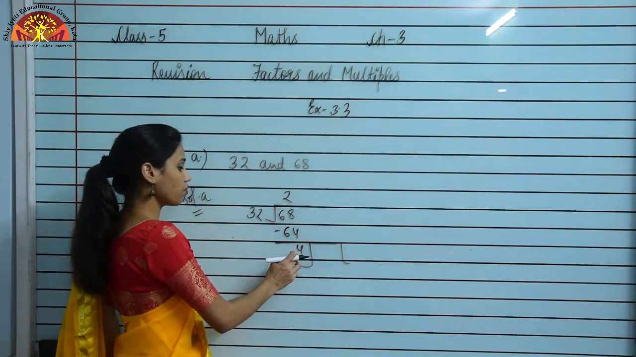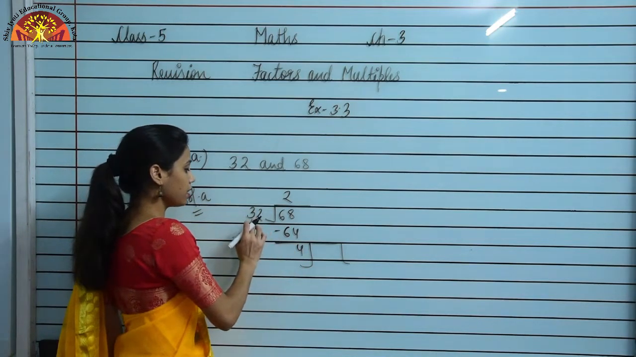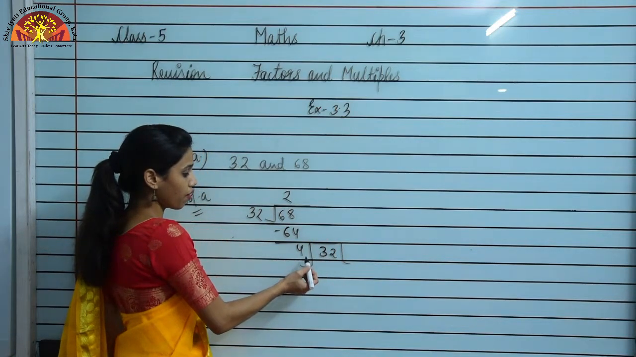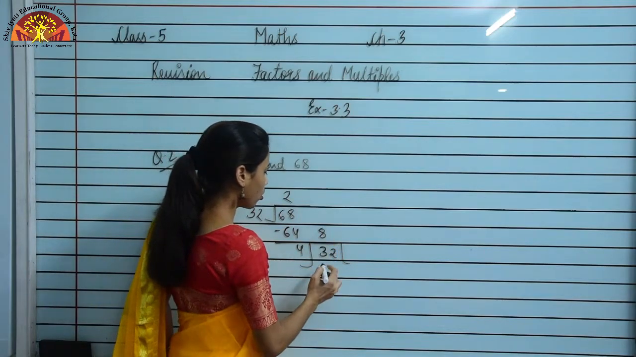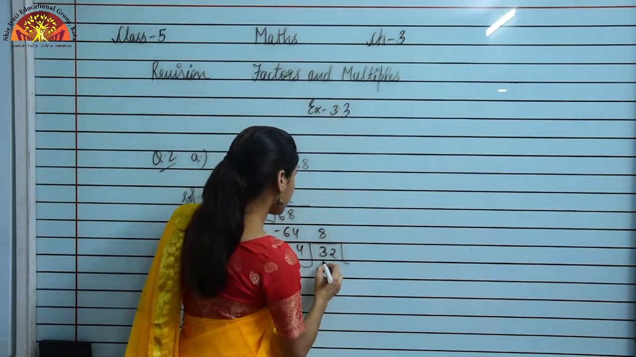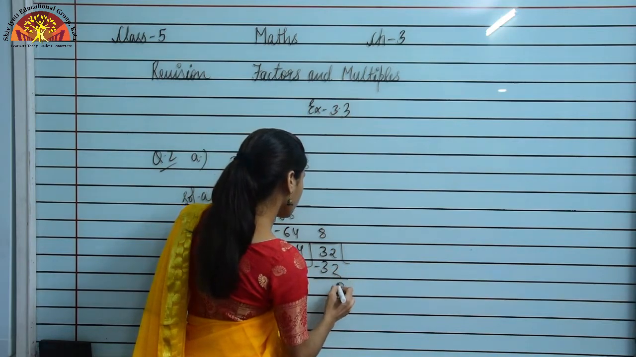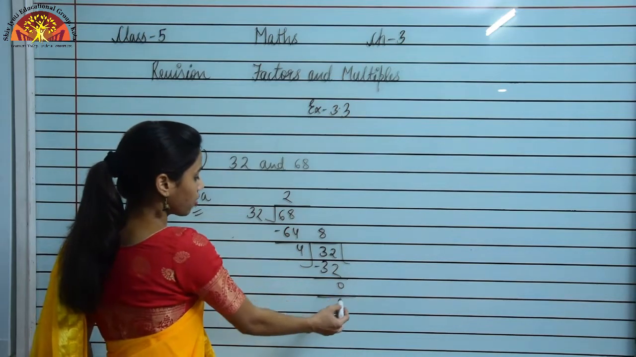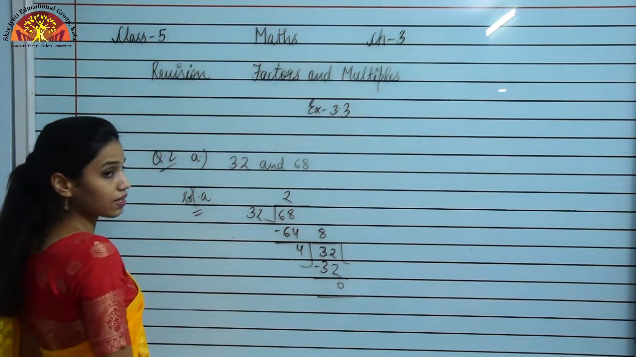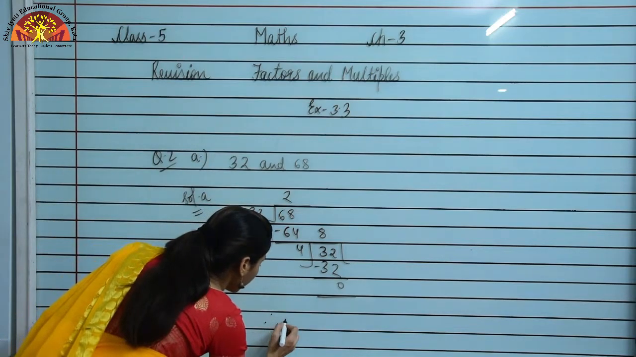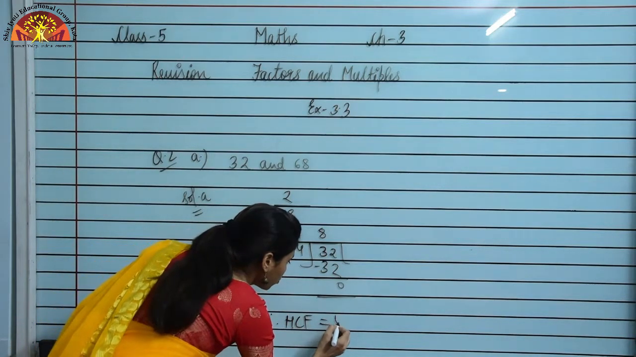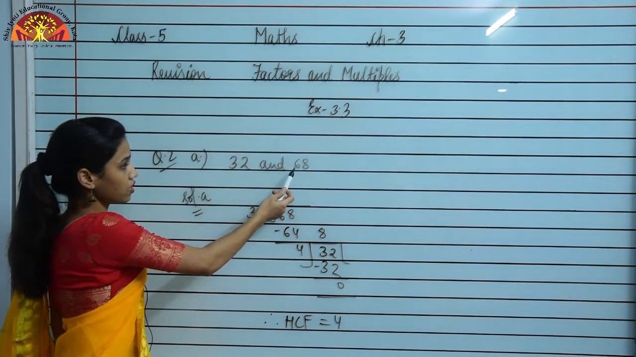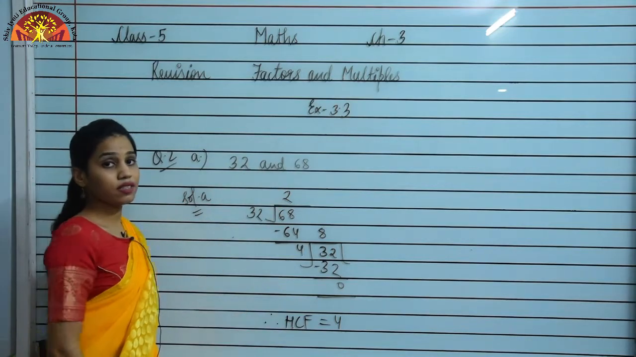Now as the remainder is 4, so this 4 will become divisor and this 32 will become the dividend. Now 32 is divisible by 4. How many times? 8 times. So 4 8s are 32. So 32 minus 32 is 0. Therefore, now as the remainder is 0, this last divisor 4 is considered as the HCF. Therefore, HCF is equal to 4. Okay. So the HCF of 32 and 68 is 4.